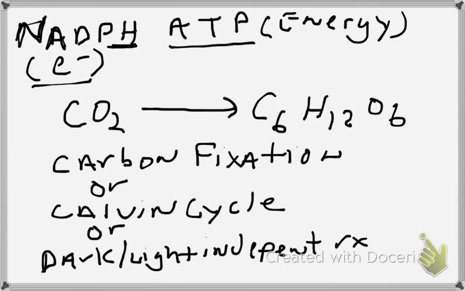And the reason it's called light independent reactions is because these reactions don't actually use light directly. In other words, if you gave a plant NADPH and ATP, it would be able to fix carbon dioxide. So it doesn't need the light, but it needs the products from those reactions. So we call these the light independent reactions.